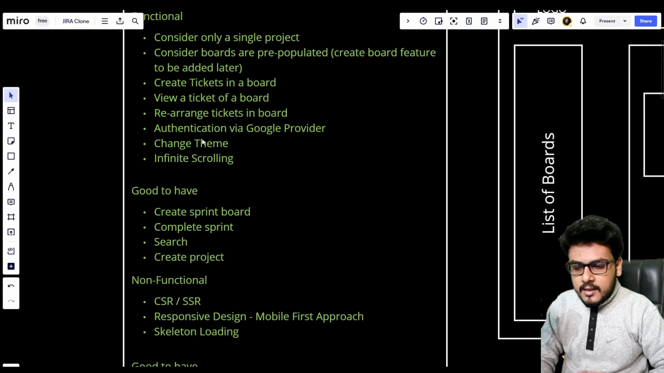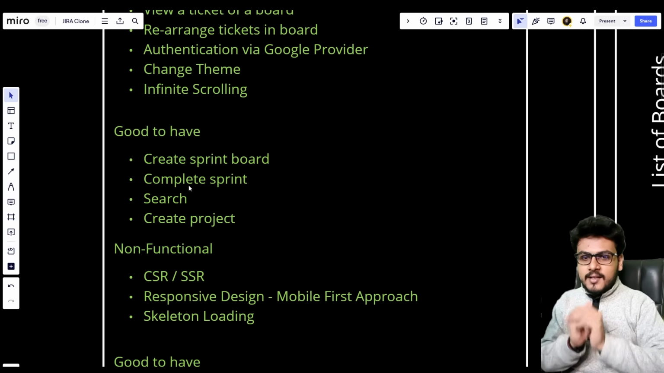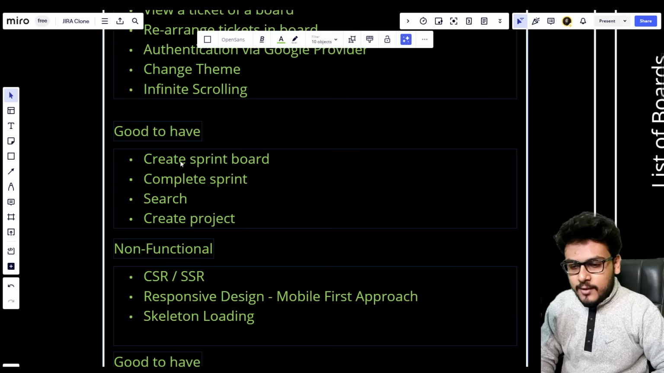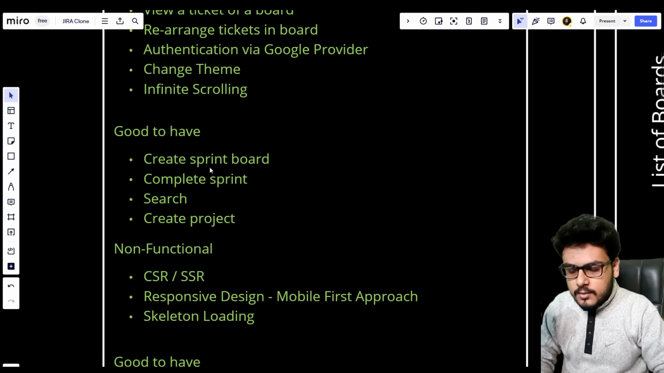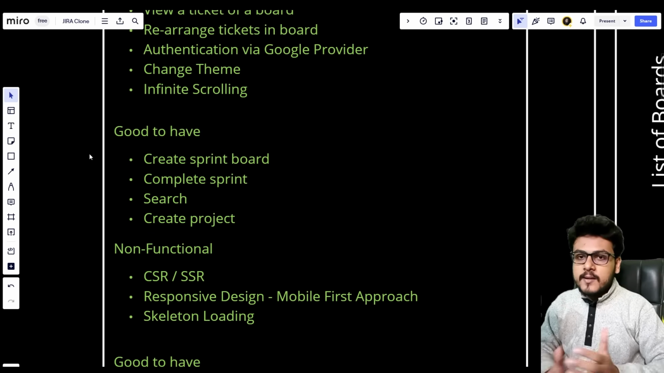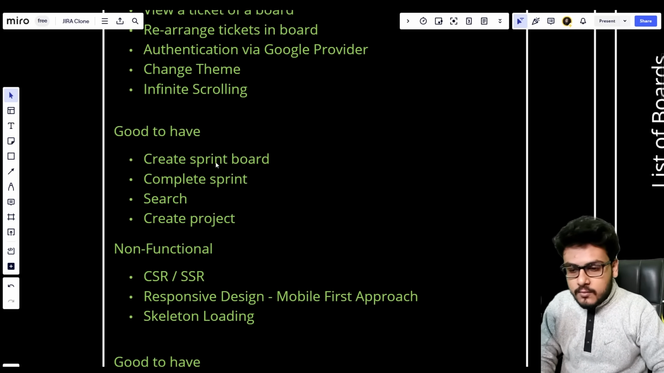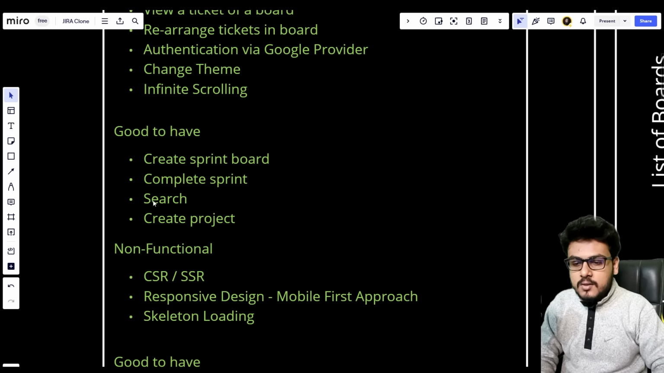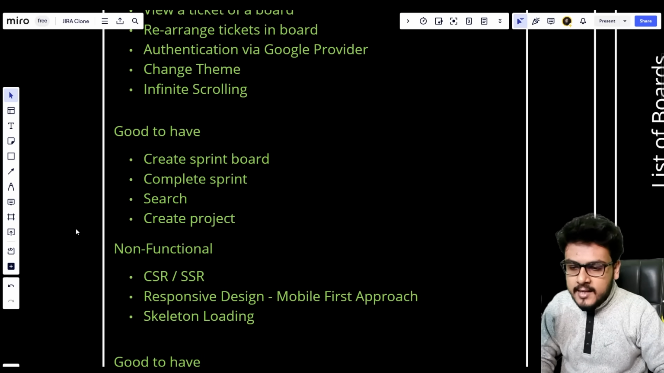Okay, very simple. Then my manager said, Vedant, if you want a promotion, these are the good to have things in a project. What he's saying is that even if these are missing, no harm, but if these things are there, then it is a good part. We are going to cover these good to have things when we complete the basic functional requirements, and when we are left with nothing, we can take these extra features. So what are the extra features that we can have? Create a sprint board, complete the sprint, search bar, and create a project. Okay, understood. I'll get this done.